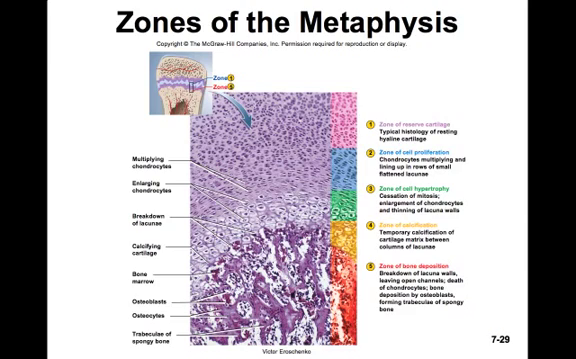And then think about appositional growth, how bones grow in width, and that it's a balancing act between osteoblasts in the periosteum and osteoclasts in the endosteum.